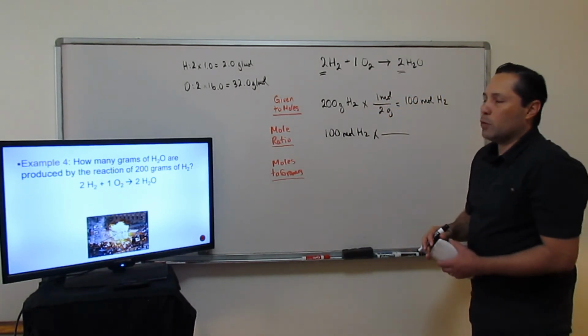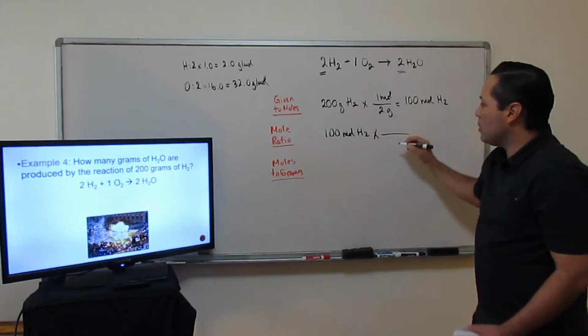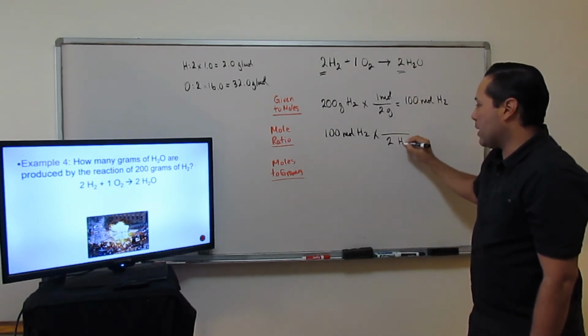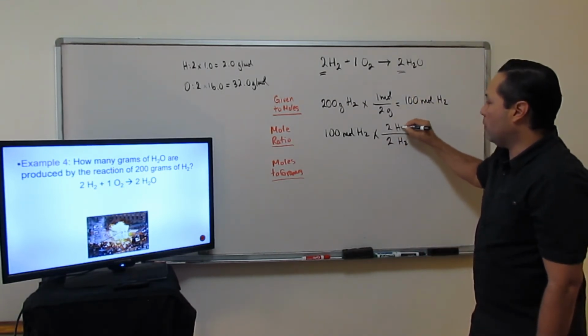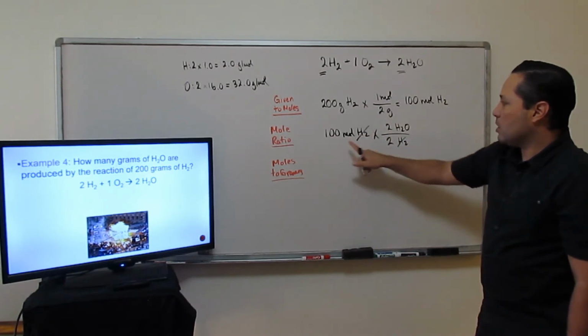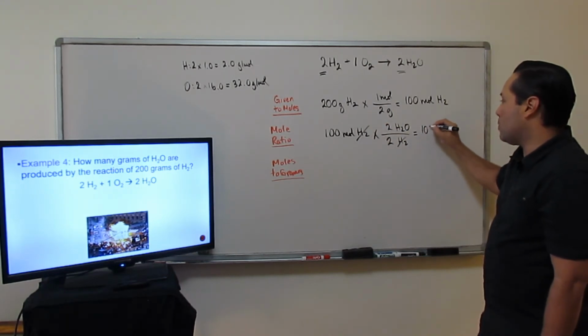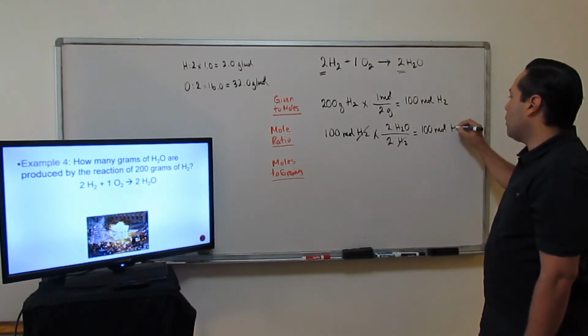Next step, let's look at our mole ratio. For every 2 moles of hydrogen, you get 2 moles of water. So I'm going to write these here: 2 moles of hydrogen, I get 2 moles of water. Notice that the hydrogen cancels out, so it's 100 times 2 divided by 2, and we still get the same 100 moles of water.